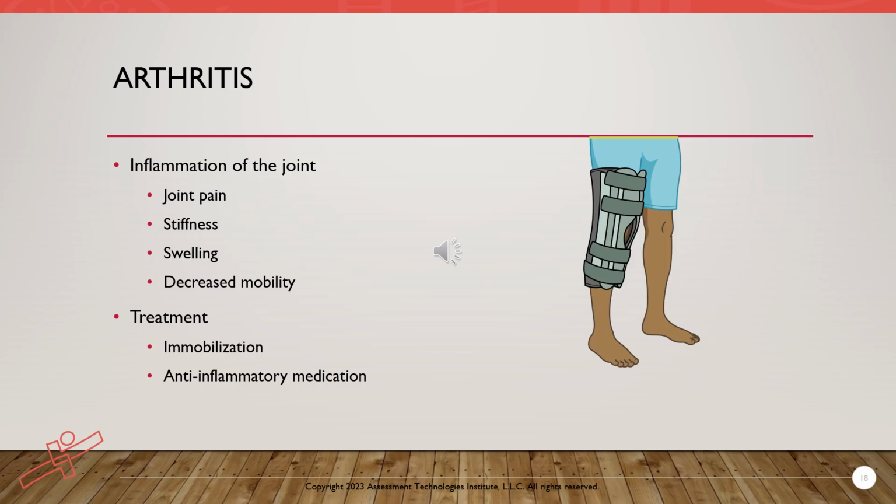Diagnostics include X-rays of the affected joint, looking at the anterior, posterior, and lateral views. An ultrasound may be used for diagnostic purposes and to assist with removing fluid through an arthrocentesis.